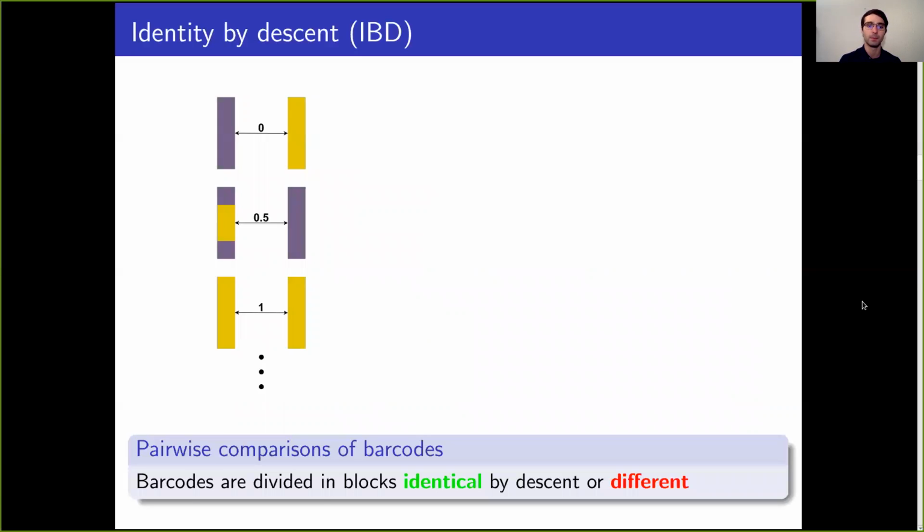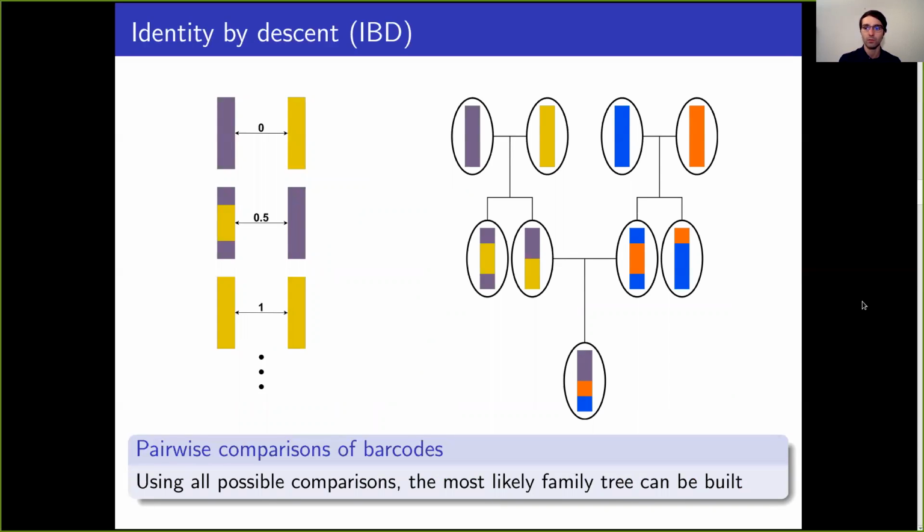A brief word about identity by descent. Identity by descent is actually a metric of the genetic distance between pairs of sequences. It is based on the proportion of similar and different fragments of the pairs of sequences. Its values range from 0, completely different sequences, to 1, completely similar sequences. Thanks to all the values of IBD of all the possible combinations of sequences, it is possible to infer the most likely family tree, as shown on the right on this slide.